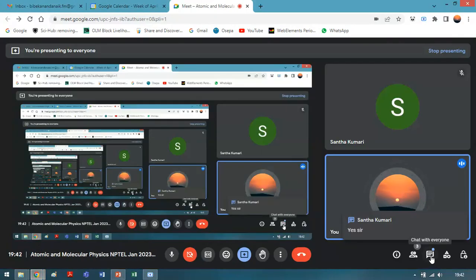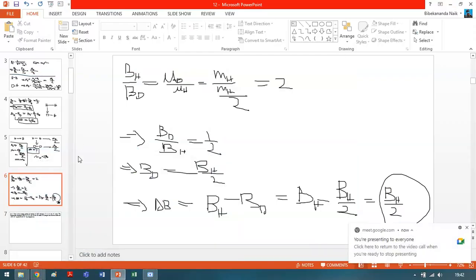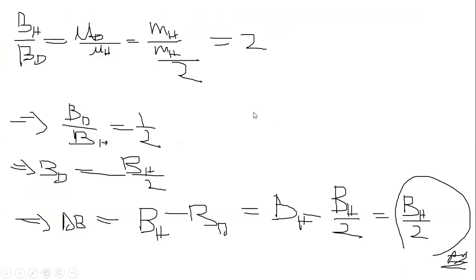Is it clear to you now? So the answer will be BH by 2, because when both the hydrogens are changed to deuterium, the effective mass of deuterium will be twice the mass of hydrogen. So the ratio of BH by BD will be twice. So the value of BD will be half of the value of BH. So from BH, when we subtract BH by 2, it will be BH by 2.